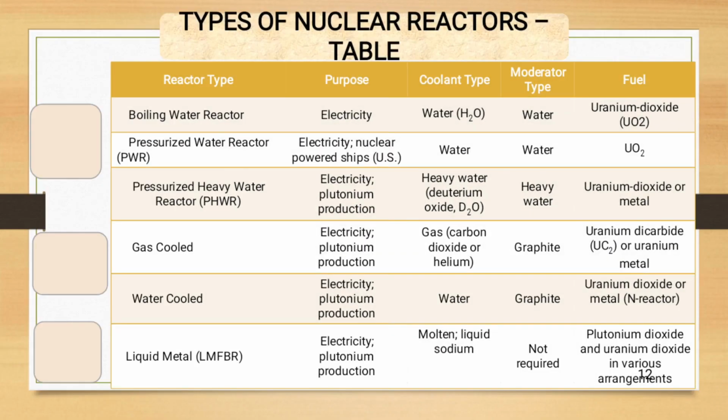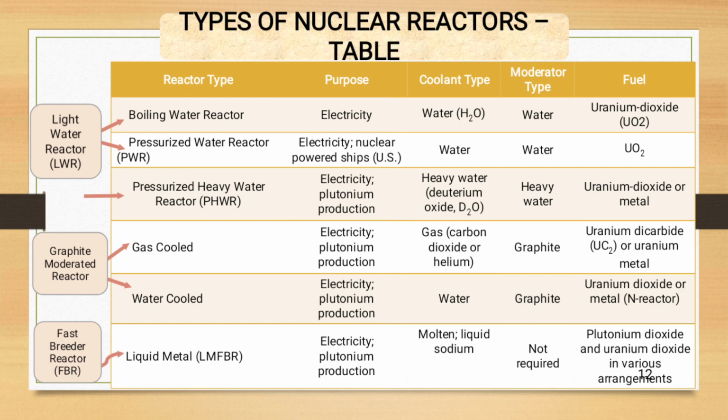All the types of nuclear reactors have been combined in this table here. The types of reactors are under some major heads. First are light water reactors, which include boiling water reactors and pressurized water reactors. Then come pressurized heavy water reactors. Then graphite moderated reactors, which include gas cooled and water cooled reactors. Last are fast breeder reactors, which include liquid metal fast breeder reactors.